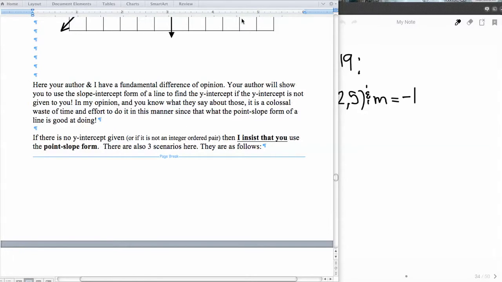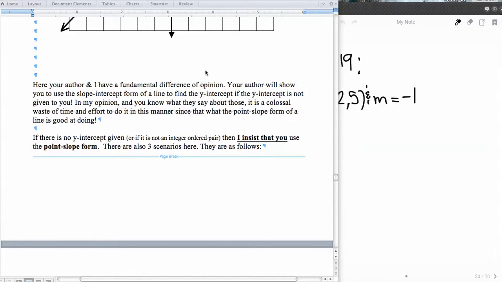All right, this is section 5.4 continued. We're going to introduce the point slope form, and we're going to find out where I have a huge difference of opinion with your author. I do not believe in finding the equation of a line using the slope-intercept form unless the y-intercept is given. If you are not given the y-intercept, I do not want to see you use the slope-intercept form 2 times in order to find the equation as your author describes.